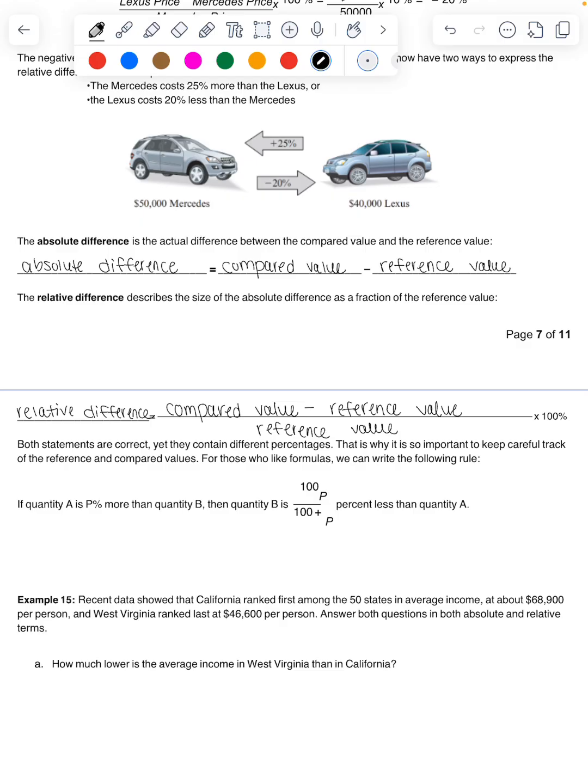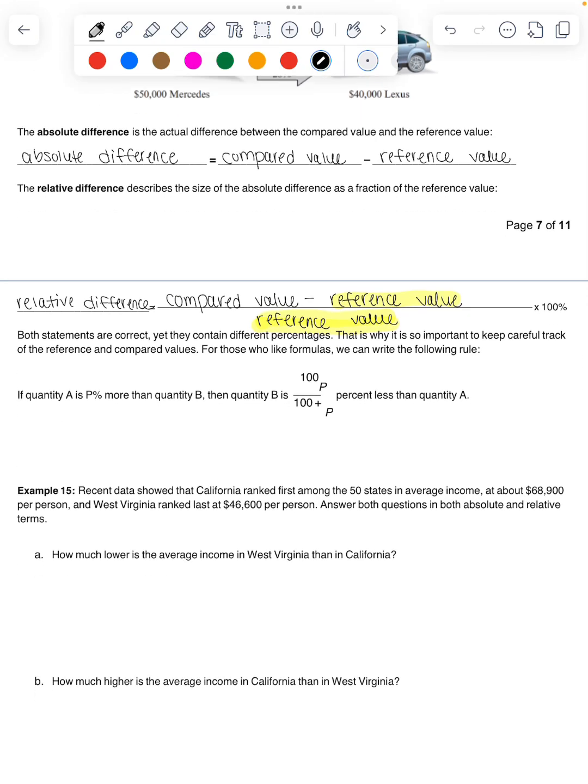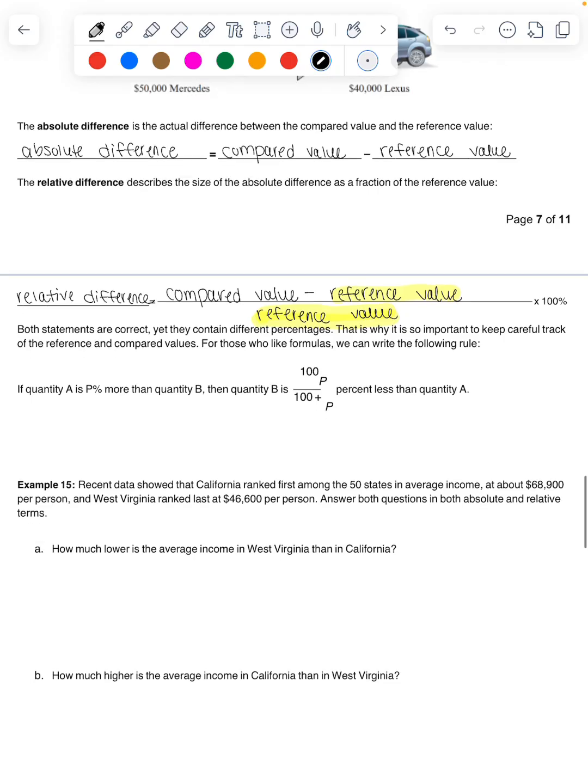But if you want to be like, this one's my new one, this one's my old one, that's fine. The important part here is that the reference value is subtracted and then divided in our relative difference. And also just be careful to keep them straight. So if you're calling the Lexus the reference value, then it needs to be the reference value in both equations. So both statements are correct, yet they contain different percentages. So be careful to figure out which one's the reference and which one's the compared value.